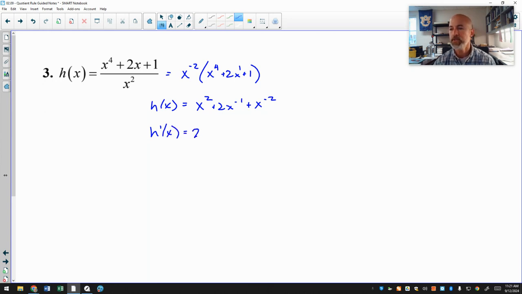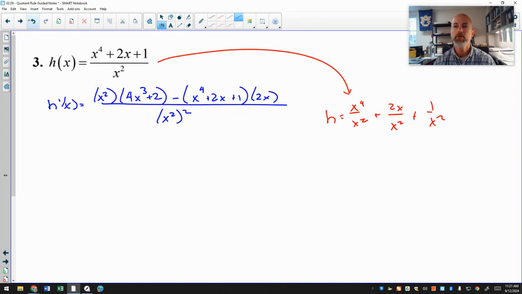My derivative would be 2x. Negative 1 times 2 is negative 2. x to the negative 1 minus 1 is negative 2. And then bring on the negative 2, x, negative 2 minus 1 is negative 3. So that is a much cleaner, nicer derivative than this quotient rule right here.